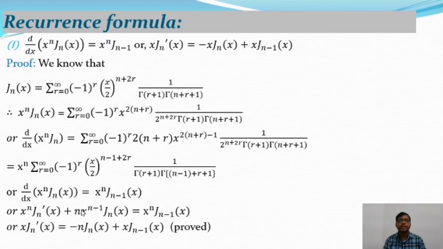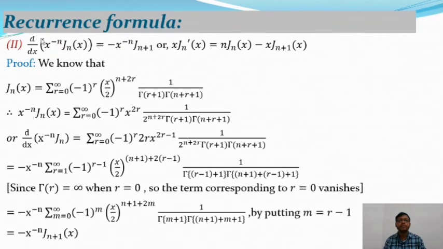So after that we'll take one more recurrence formula. So this is the second one. So the first derivative, that is d by dx of x to the power minus n of Jn of x, is equal to minus of x to the power minus n of J n plus 1 of x.